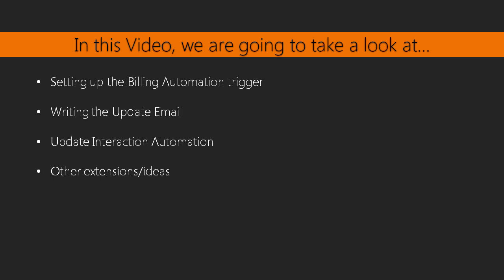So what we're going to look at is setting up the billing automation trigger, and then we're going to look at what the email itself can actually say, and then we're going to look at some cool things like the interaction automation that's available and some other extensions and ideas to this.